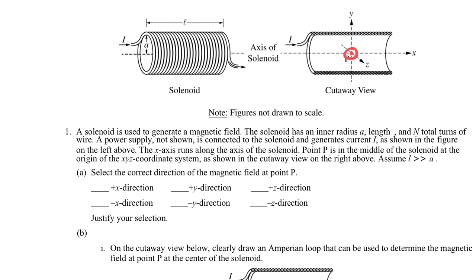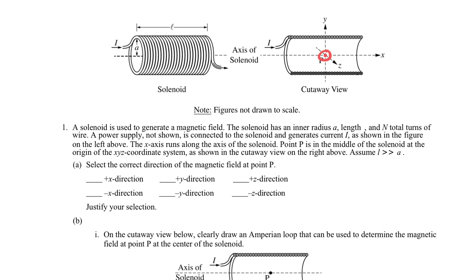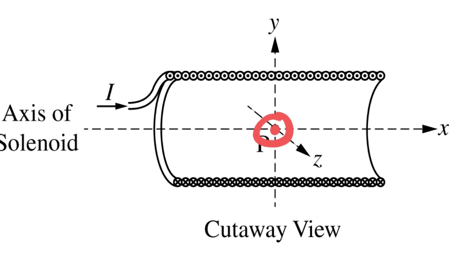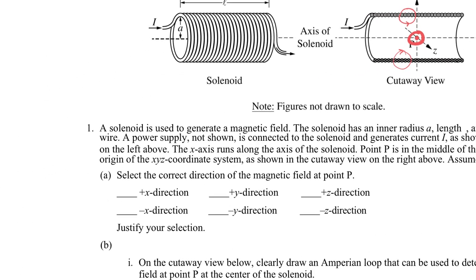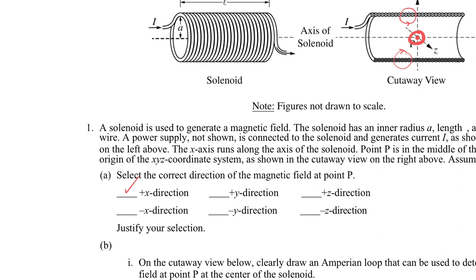The x-axis runs along the axis of the solenoid. Point P is in the middle of the solenoid. And we have an XYZ coordinate system. Assume L is much greater than A. Select the direction of the magnetic field at point P. Just based on the direction of one of these currents, out of the board means that the magnetic field around one of those currents has to be that way. And on the bottom, into the board means that it has to be that way. So it seems like it's in the positive X direction. So that's what I would have chosen here. Come down and say positive X direction. Justify my answer. Pretty sure I just did. And I think that's a fair justification.